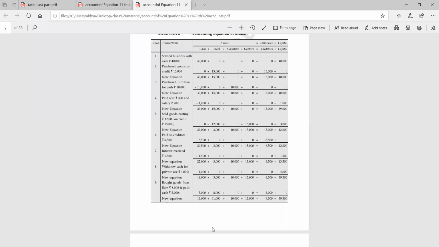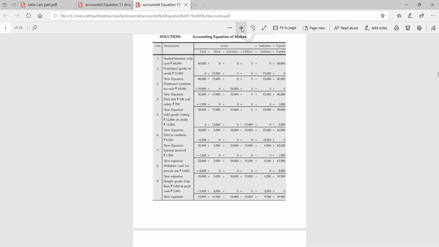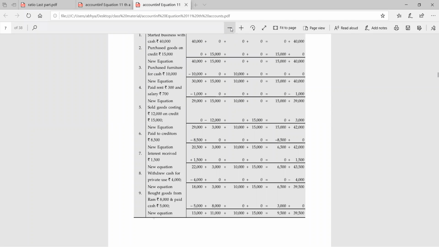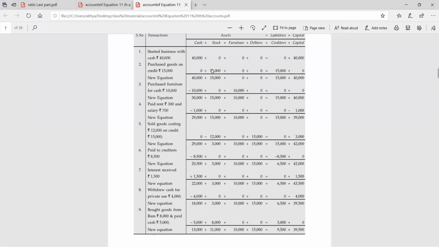Yesterday we did this numerical, and in this numerical I told you a complete format. And what is that format? In the first line you have to write the serial number, then the transactions, whatever is given in the question. Then with the transaction, whatever we need to do.